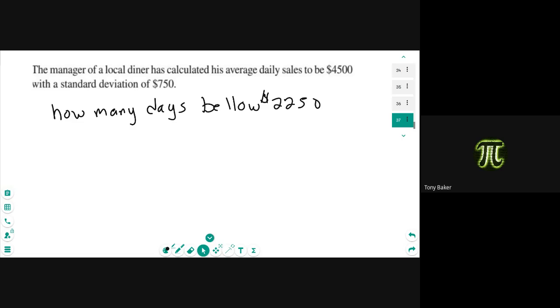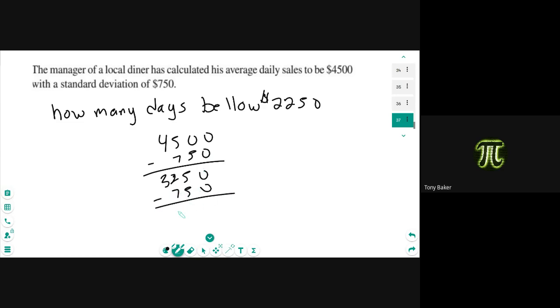All right. So first step, what you have to figure out? We're going down, right? So we're not going up. So we're going to keep subtracting. So 4,500 minus 750. That's 3,750, right? 4,500 minus 750 is 3,750. Minus 750 is 3,000. Minus 750 is 2,250.